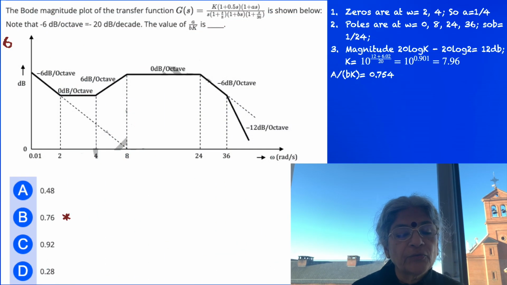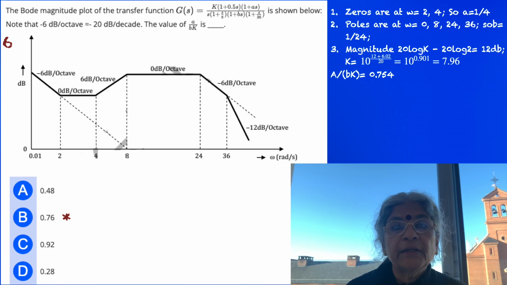So let's go to the next problem. Again, it looks complex, but it's very simple. Let's see. We are having a Bode magnitude plot of the transfer function G(s). The transfer function is given as k into 1 plus 0.5 s. So T1 happens to be 0.5, 1 plus A s. Now we have an unknown A.